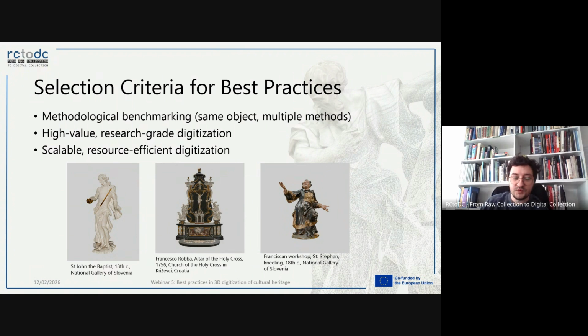The third example focuses on scalable and resource-efficient digitization, showing how institutions can digitize larger collections using accessible tools and streamlined workflows. Together, these three best practices reflect the kinds of decisions institutions make every day, balancing object value, available resources, and intended reuse, rather than idealized conditions.